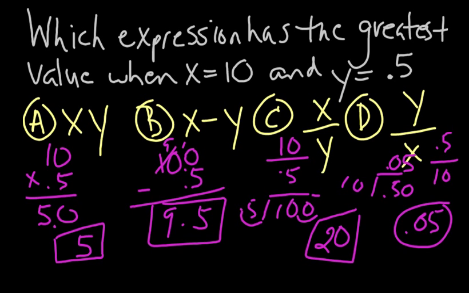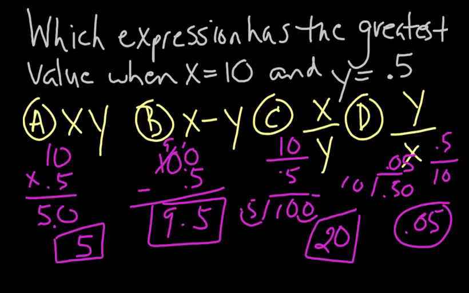If you put C, you got it right. 10 times 0.5 is 5. Remember, move your decimal over one place. Right there. Let's see, 10 minus 0.5, you have to put 10.0. Decimals have to be lined up.